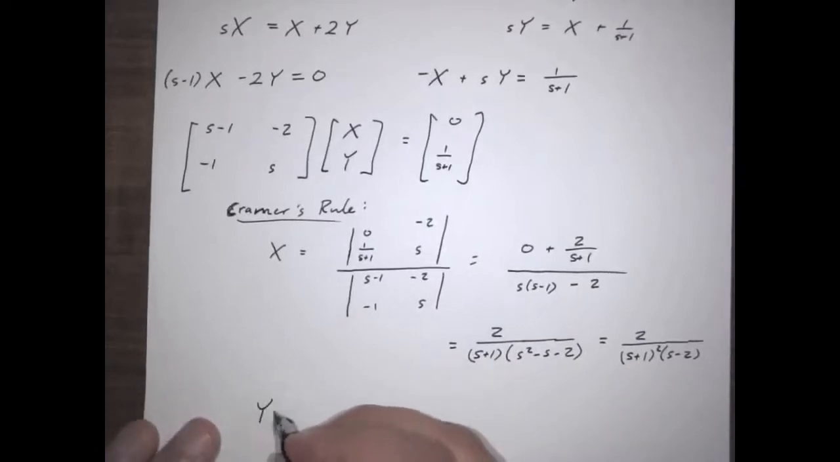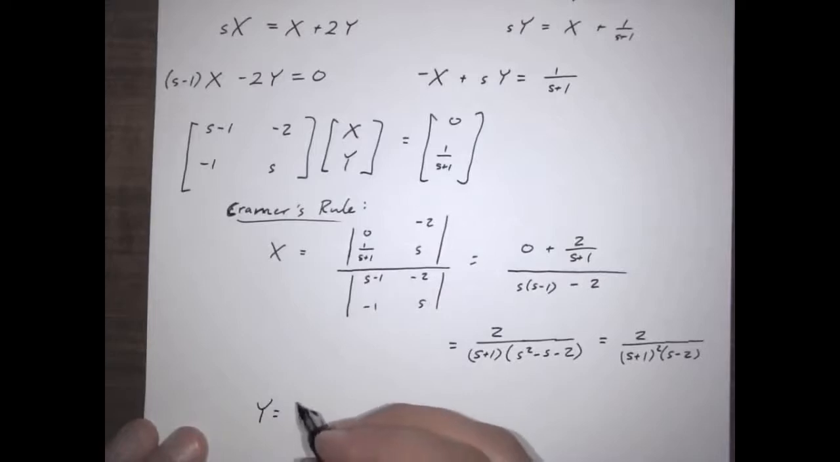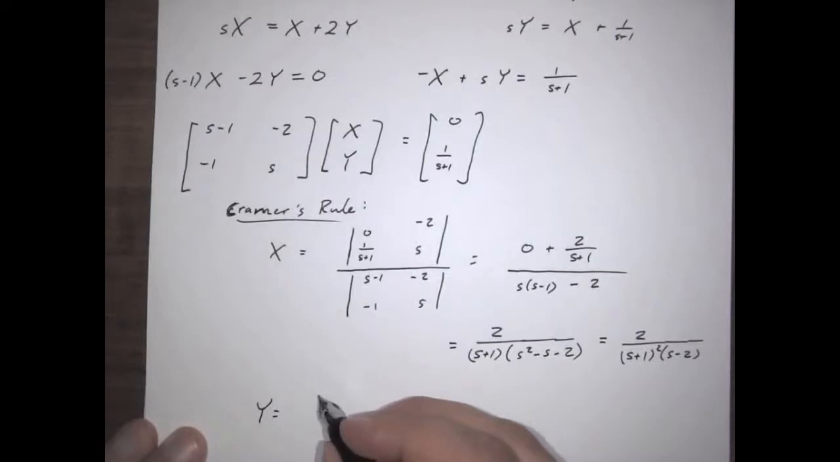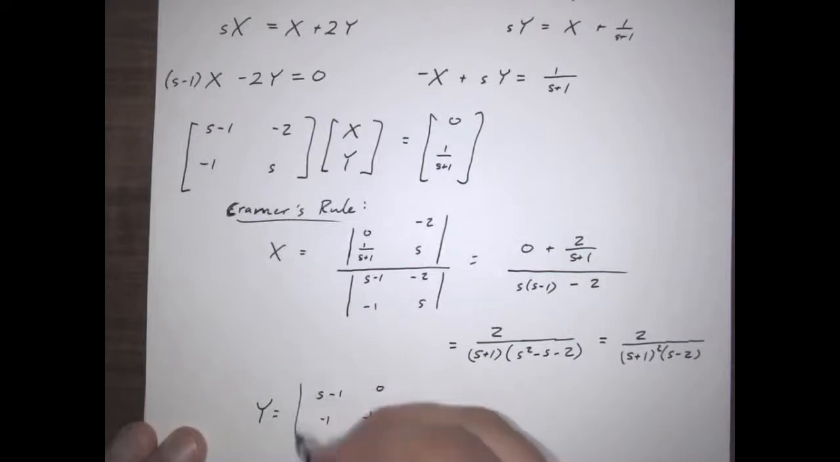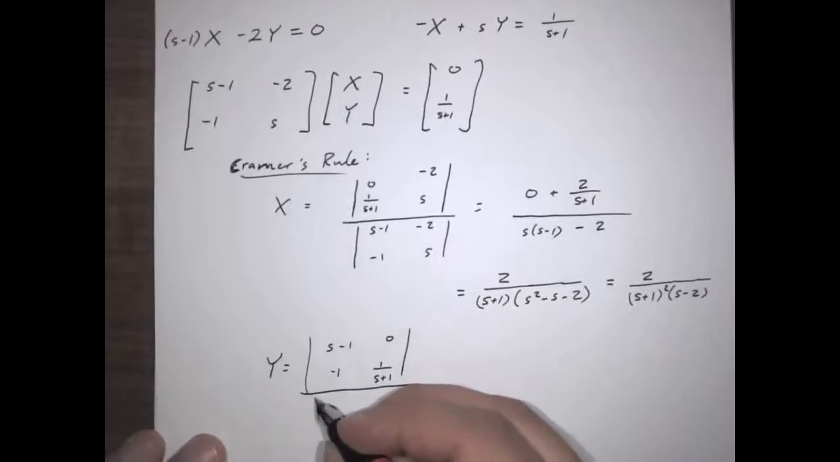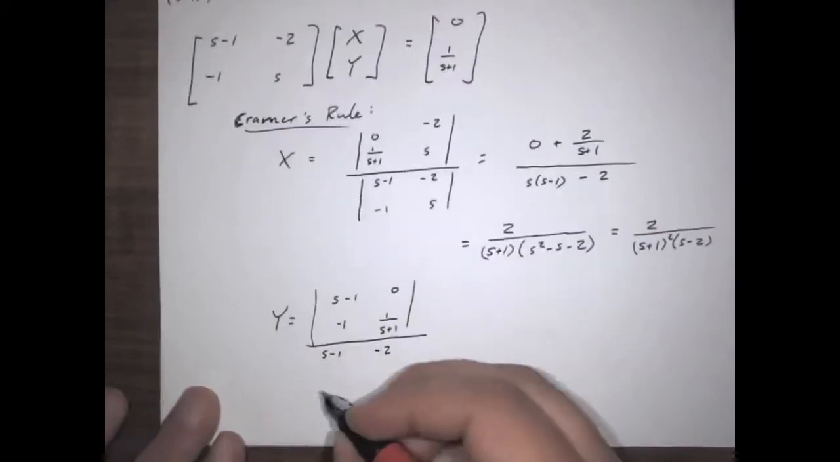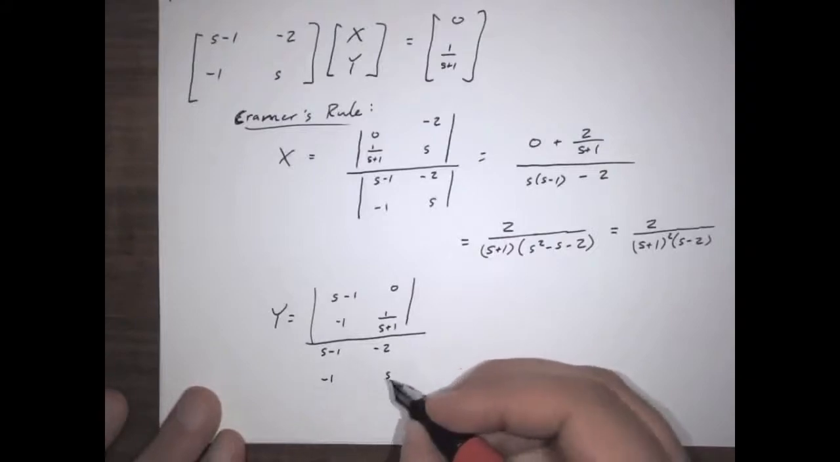Meanwhile, capital Y is going to equal then, according to Cramer's rule, now it's going to be the second column that gets replaced. So it's going to be s minus 1 and negative 1 still for the first column, and now it's going to be 0 and 1 over s plus 1 for the second one. And then on the bottom, we're going to have still s minus 1, negative 2, negative 1, and s.